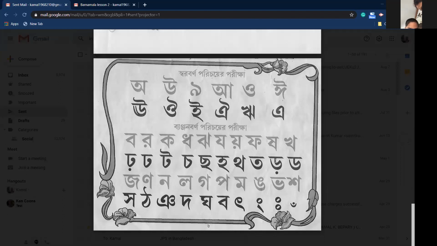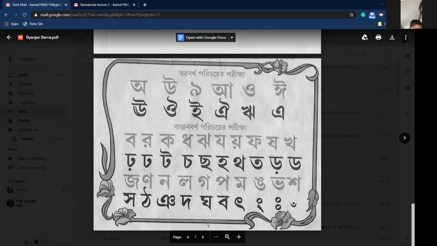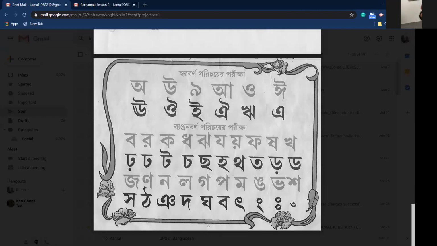So how many Banjan Bono? How many consonants? 49? 25? 40 here actually, I think. Yeah, we have 40 here. So, and then how many? Some books say 13 vowels, 12.